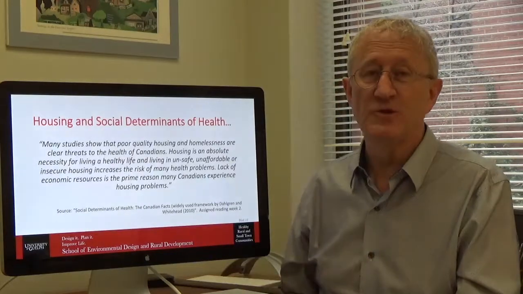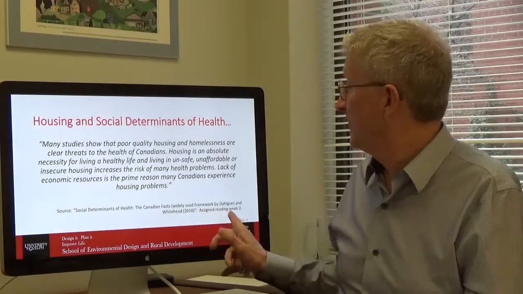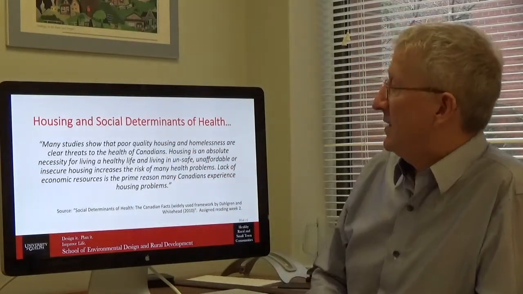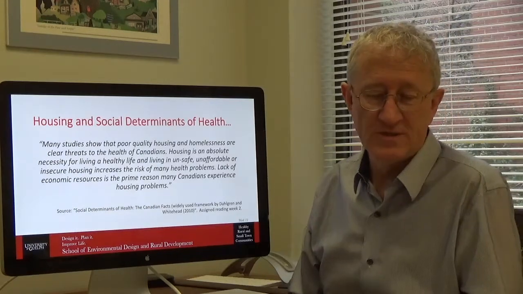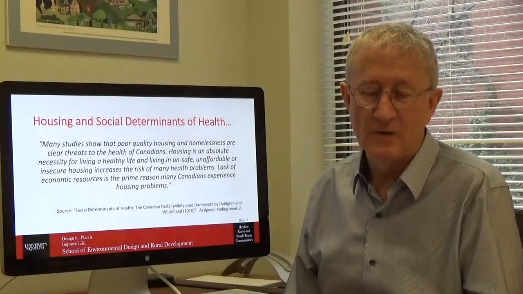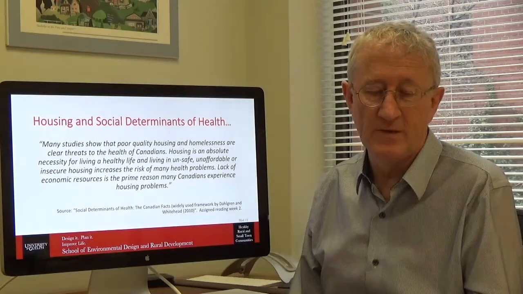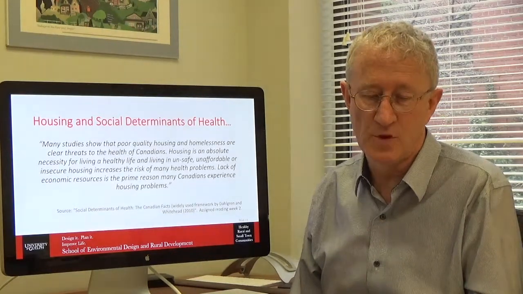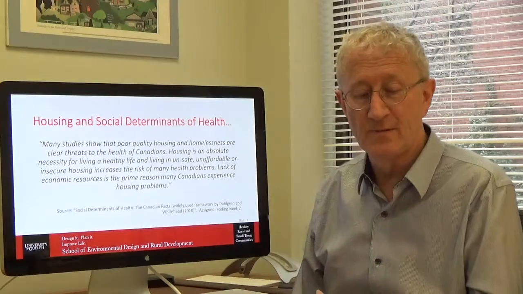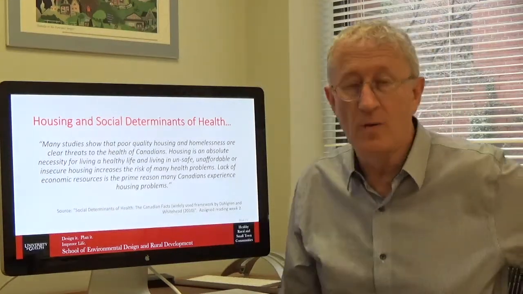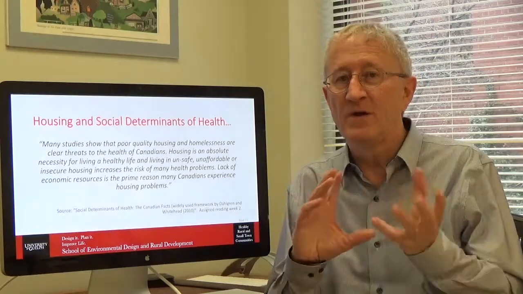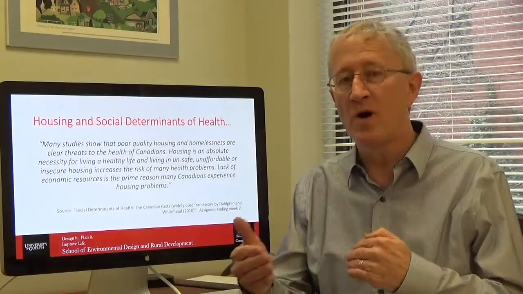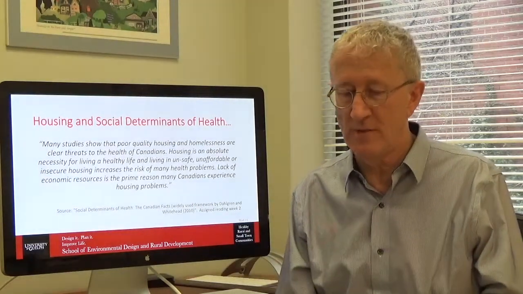So as we look at housing and social determinants of health, this takes us back again to a reading from week 2, and I'll just read this statement here. Many studies show that poor quality housing and homelessness are clear threats to the health of Canadians. Housing is an absolute necessity for living a healthy life, and living in unsafe, unaffordable, or insecure housing increases the risk of many health problems. Lack of economic resources is the prime reason many Canadians experience housing problems. So that notion of economy tied to housing is not surprising, but it just points to the importance of looking at poverty issues parallel with housing issues as well.